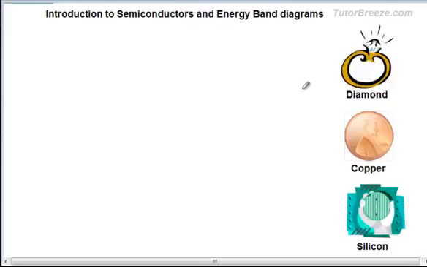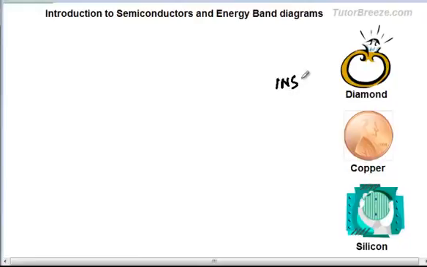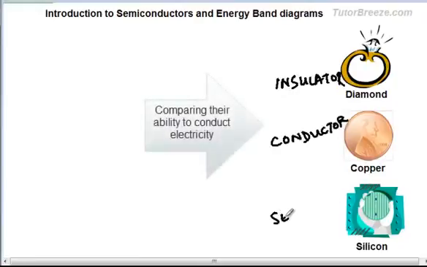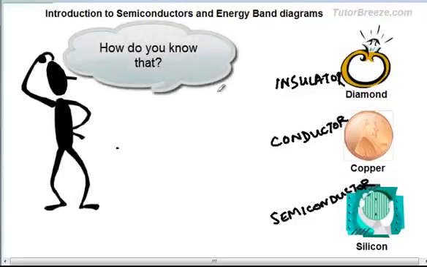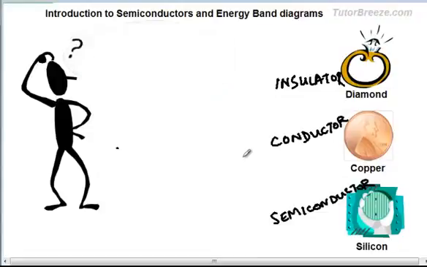Say I tell you that diamond is an insulator, copper is a conductor and silicon is a semiconductor. This is as far as their ability to conduct electricity is concerned. Now immediately your question is going to be, but how do you know that? Are there any values that you have measured on the basis of which you can justify your claim that copper will conduct electricity and diamond will not conduct electricity? And my answer to that would be yes.